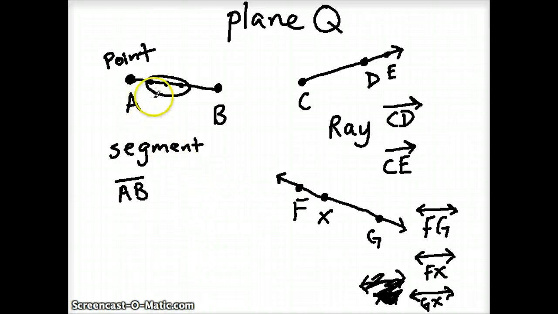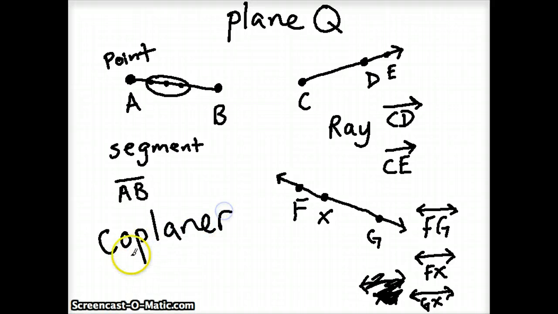So all the things that I drew here on plane Q, I drew a bunch of points, a segment, a ray, a line. I could draw as many of those as I really wanted to, but I don't have time. All of those things, as long as they're on the same plane, we refer to them as coplanar. Coplanar means on the same plane.